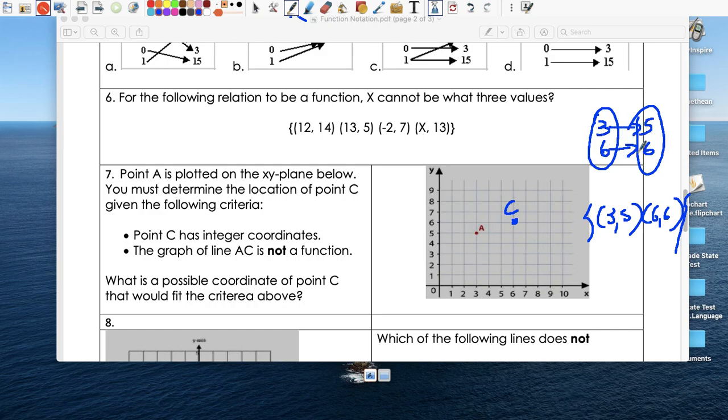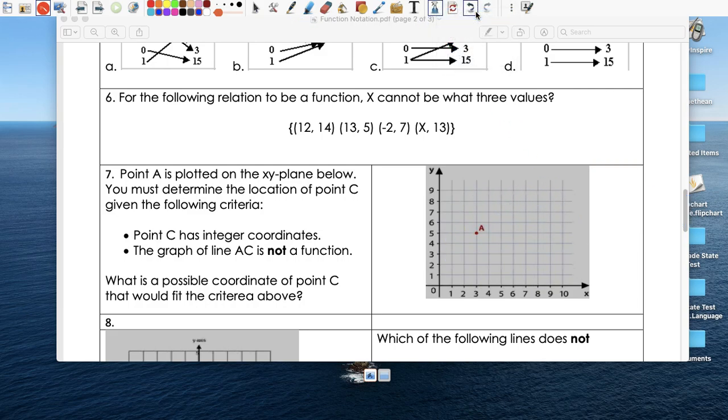Is that a function? For 3, do I only have 5 as an output? Yes. For 6, do I only have 6 as an output? Yes. So this point would work, this point would work, and a lot of points would work. But there is a location area where these points don't work. Let me show you where they are. Any point over here, any of those points, do not work.